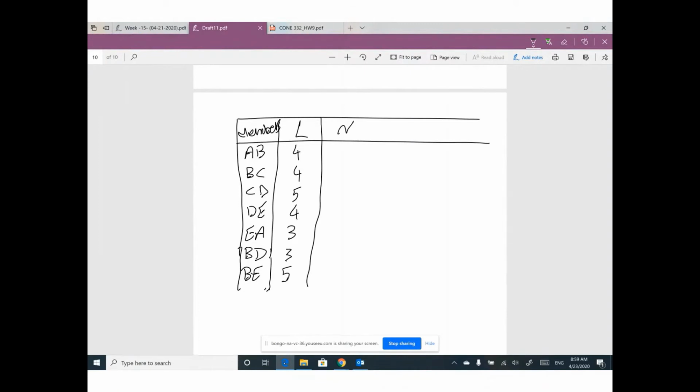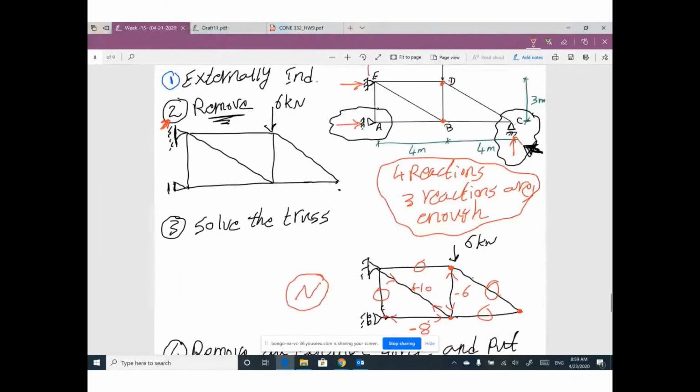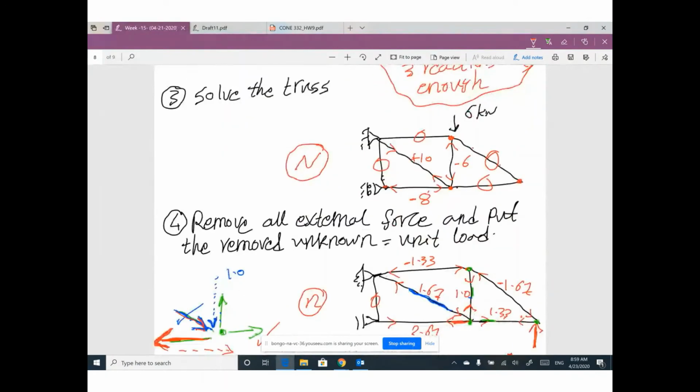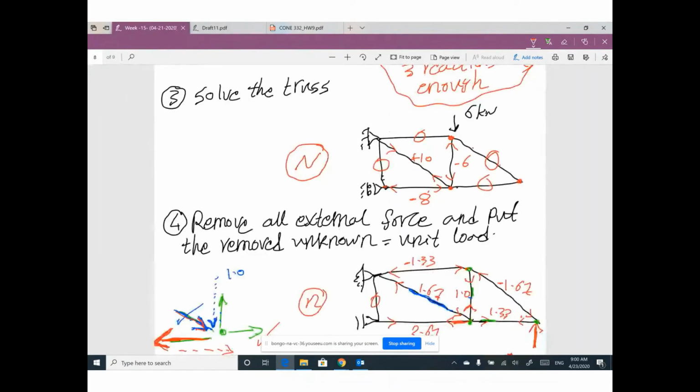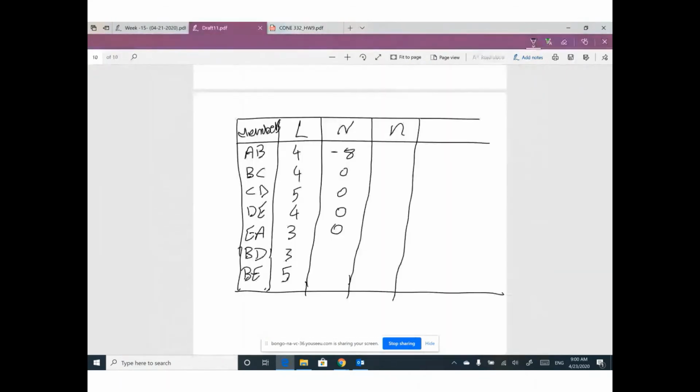What is the capital N, the internal forces, and the small n in each member? Go ahead and put your capital N: negative 8, 0, 0, 0, negative 8, 0, 0, 0, 0, then negative 6, positive 10.